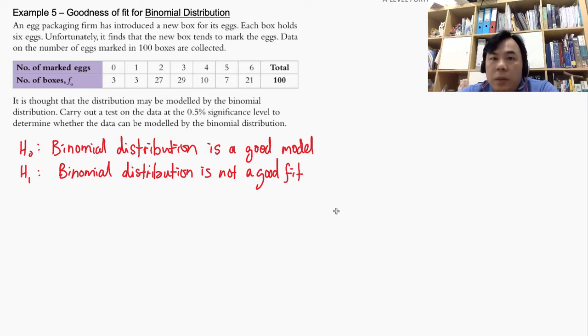Alright, so we are ready on this. To recap, we finish our step one. Step two is critical because we are trying to check whether the binomial distribution is a good fit, so we have to pull all the information we know about binomial distributions. First of all, let's use X as a random variable that represents the number of eggs being marked in each of the 100 boxes.